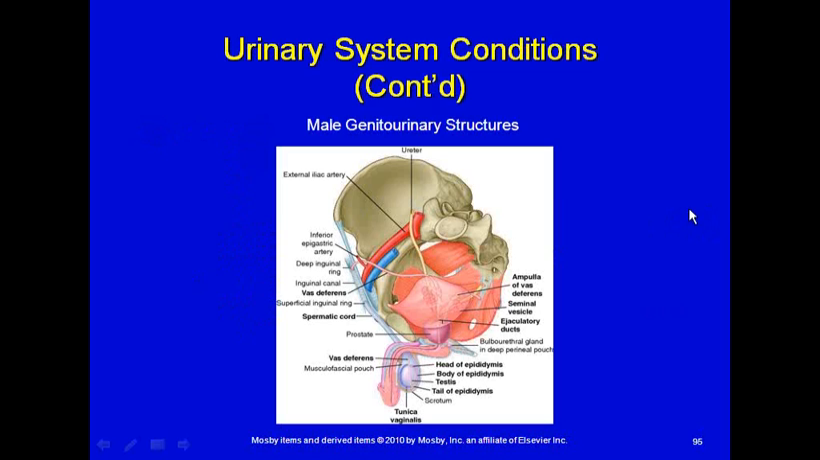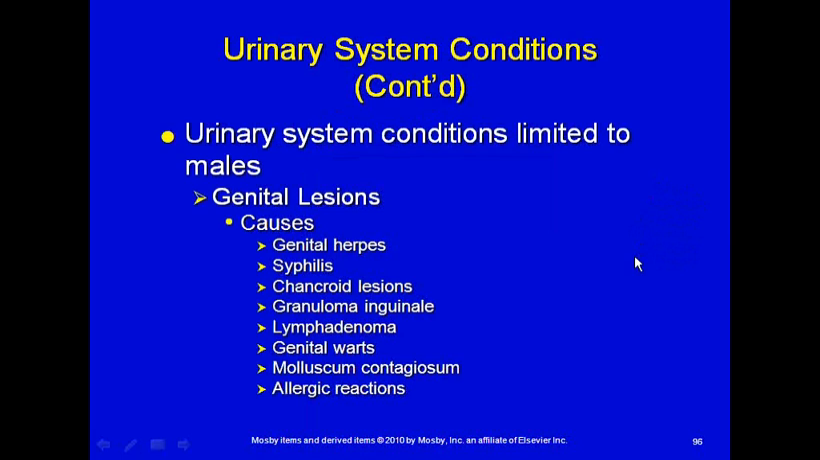And here's just a picture of all of that we just talked about, the male genitourinary structures, including the bladder, the urethra, the penis, and the testicles. Genital lesions that occur in males could be genital herpes, could be syphilis, could be chancroid lesions, granuloma inguinale, lymphedema, genital warts, molluscum contagiosum, not sure what that is, but it sounds like it's contagious, and allergic reactions can cause swelling or lesions on the genitals as well.